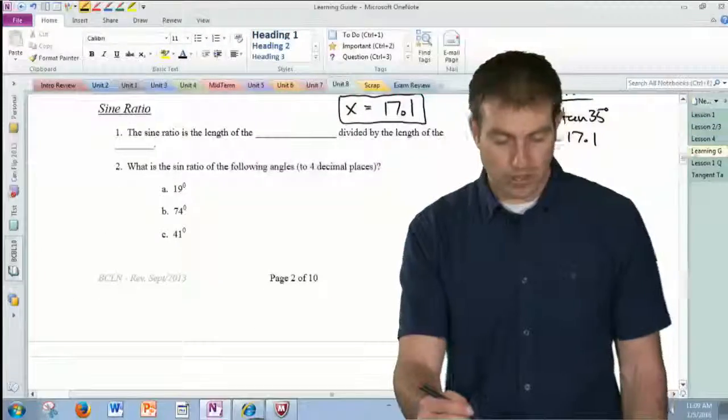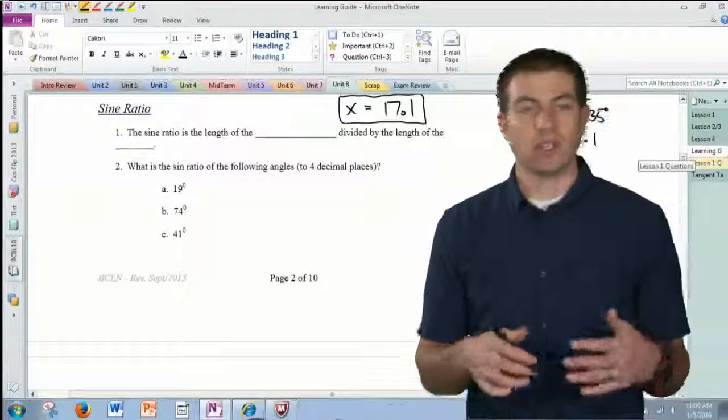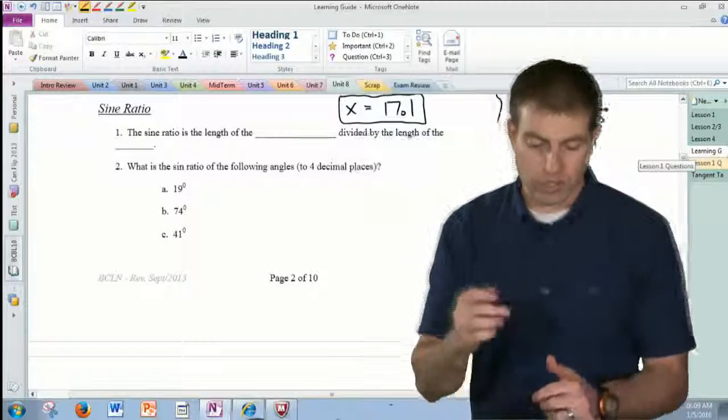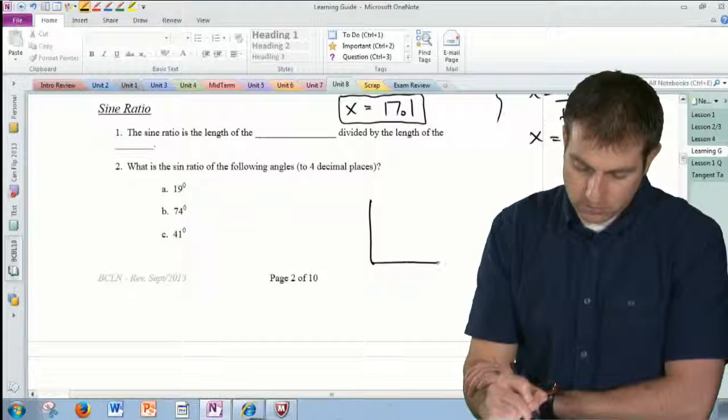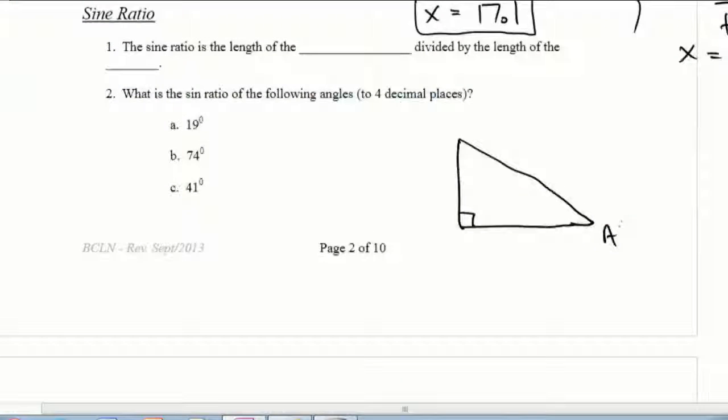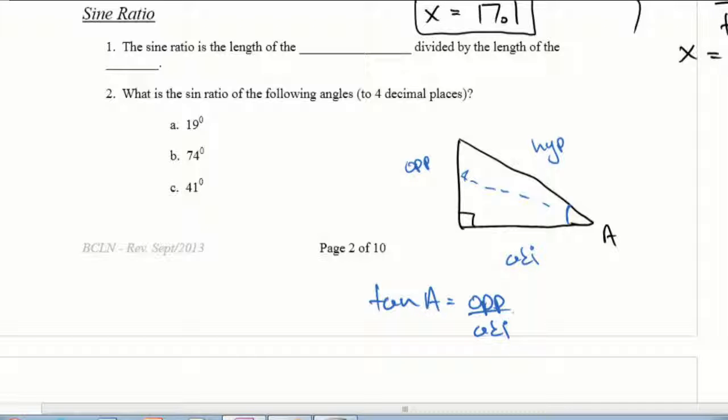And then the sine ratio. If you haven't watched the video yet, that's fine. I'm just going to talk about it like I talked about it in class today, and extend what you know already. So if I took a right angle triangle, here's my right angle, and I have this angle A in the bottom. We talked about labeling our sides today. So this is the opposite side, this is the hypotenuse, and this is the adjacent side. For the tangent ratio, the tangent of angle A is the length of the opposite side divided by the length of the adjacent side.